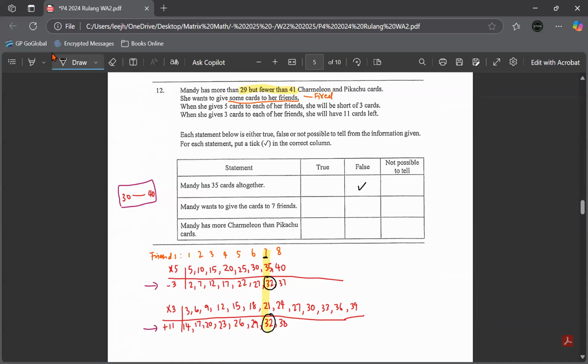Mandy wants to give the cards to 7 friends. Do you have 7 friends? Yes, you do. So this is true. Mandy has more Charmeleon than Pikachu cards. We only know the total number of cards she has is 32 cards. We don't know how many are each type. So it is not possible to tell which type of cards has more. So your answer for the third one is not possible to tell. Okay, so this is your answer for question 12.